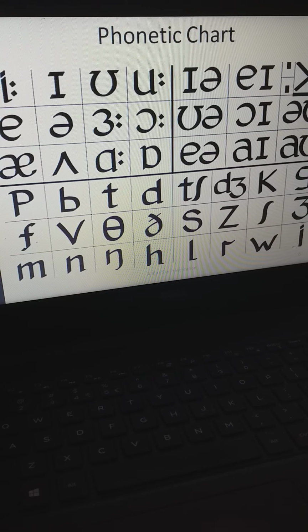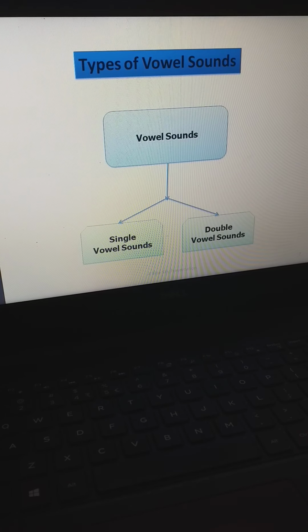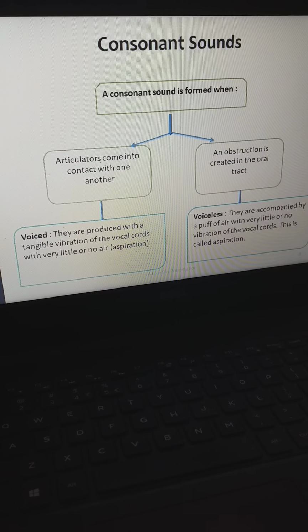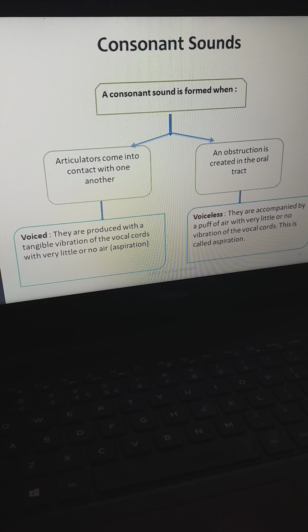For example, i, ee, u, oo. Example in terms of words: slit, sleet, slip, sleep, pull, pool. Types of sounds: single vowel sounds and double vowel sounds. Consonant sounds, two types: voiced and unvoiced, or voiceless.